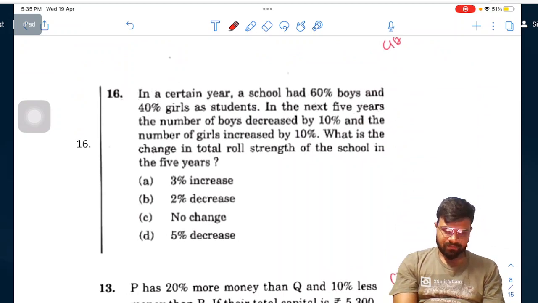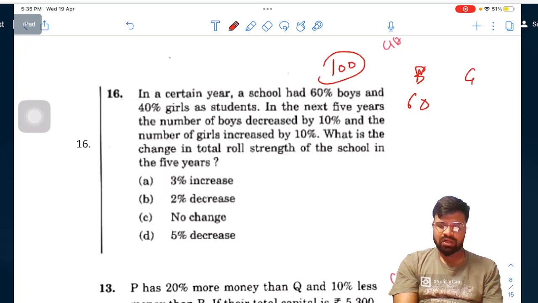In a certain group, 60% are boys, 40% are girls. Now see, suppose 100 students were there, so 60 were boys and 40 were girls. In the next 5 years, the number of boys decreased by 10%. 10% of this 60, minus 6, so they have become 54.